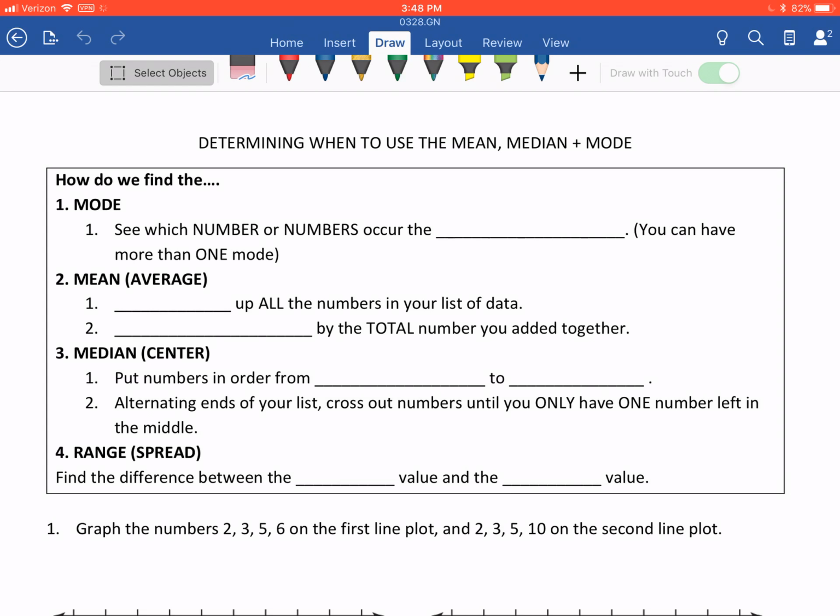So let's jump right in to a little bit of review from class the past couple of days. This lesson is called Determining When to Use the Mean, Median, and Mode. We're going to be talking about those most of the time today. I want you to right now go ahead and take a look at this box on the top. This is all review, all vocabulary words you should already know. So go ahead and pause this video and try and fill in these blanks all on your own, and then unpause when you're ready to check.